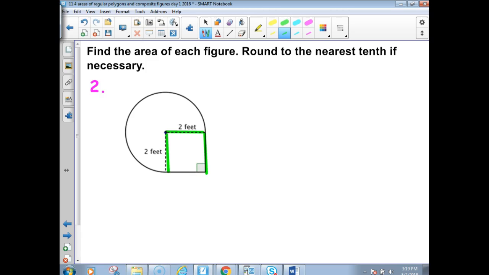Well, first of all, let's do the area, the easy part. 2 times 2, 4. All right, so we got that. Now what? How much of a circle do you have there? That was 90. What's that angle?